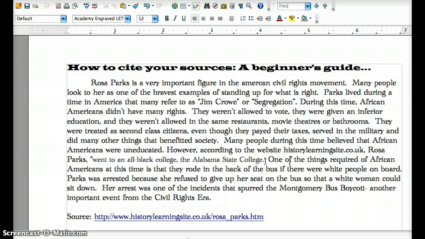If you want to paraphrase, you'll do something very similar. One of the other things that I learned from that website is that what Rosa Parks did, even though it was very brave, it made some people really angry, and her family actually had to move away to escape people who really had wanted to kill her. So I want to paraphrase that information, and it's such specific information, I want to make sure that I'm saying where it came from. Her arrest was one of the incidents that spurred the Montgomery bus boycott, another important event from the civil rights era.